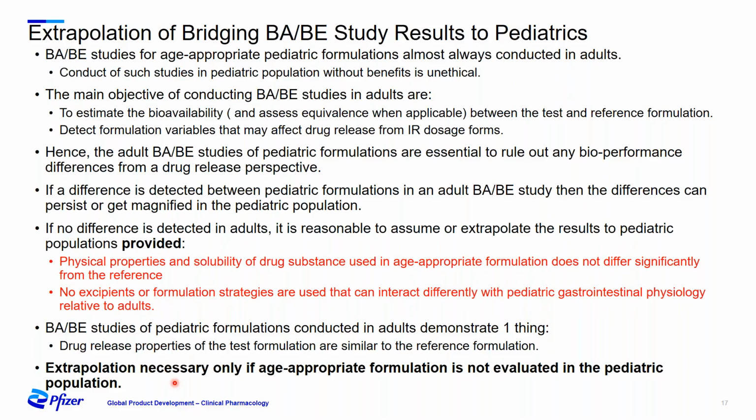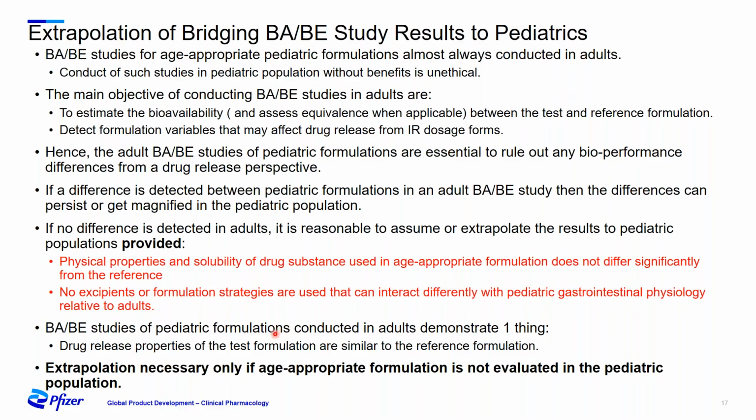If no difference is detected in adults, it is reasonable to assume or extrapolate the results to pediatric populations, provided the physical properties and solubility of the drug substance used in the age-appropriate formulation do not differ significantly from the reference, and no excipients or formulation strategies are used that can interact differently with the pediatric gastrointestinal physiology relative to adults. So these are the two important caveats that we have to remember when we assume an extrapolation from the adult BA/BE trial to a pediatric population.